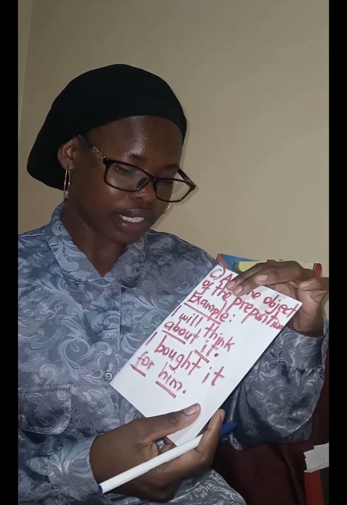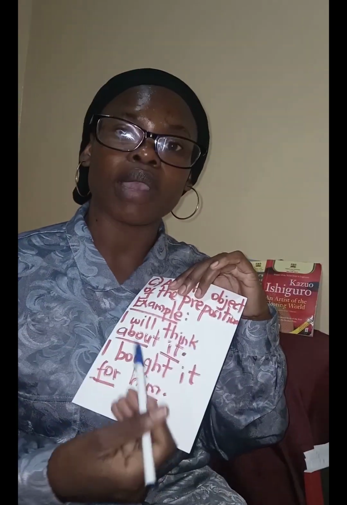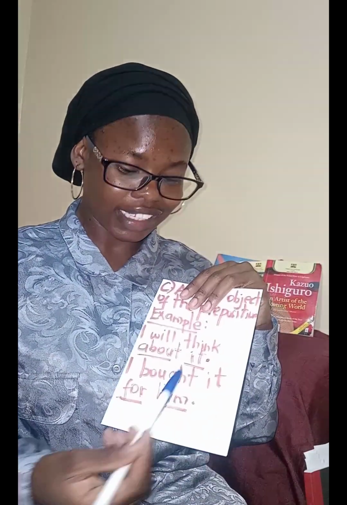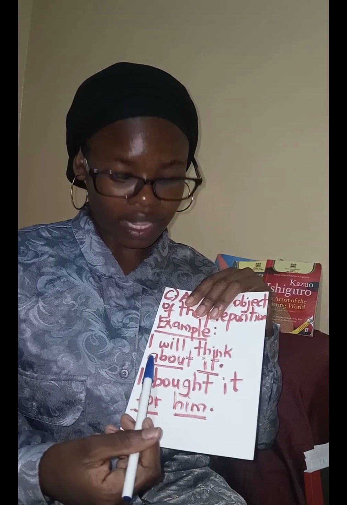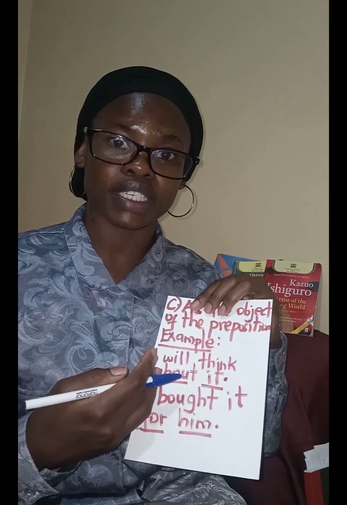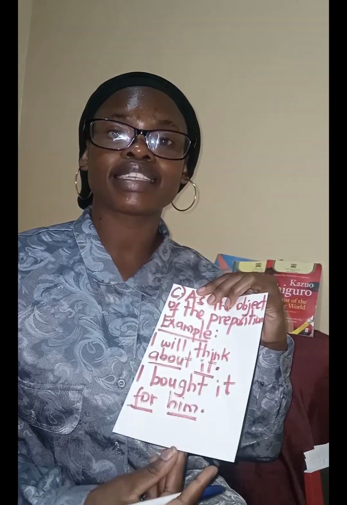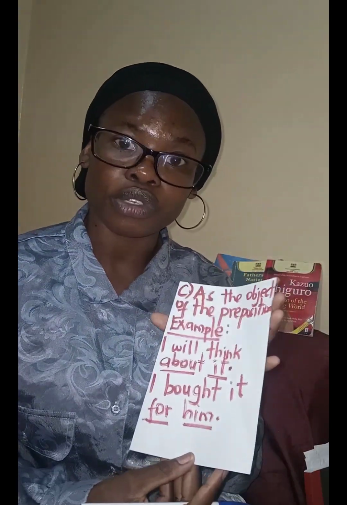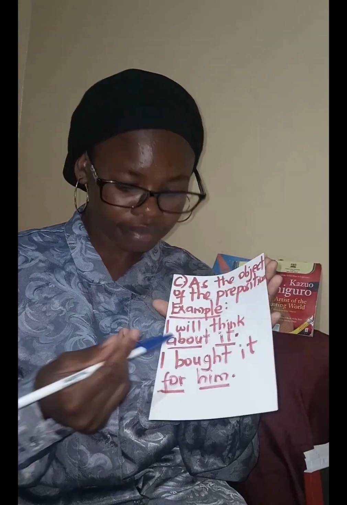I have examples here. I will think about it. In this case, it is our pronoun, and about is our preposition. You can see that it comes after the preposition about. Here, it, our pronoun, is the object of the preposition about.